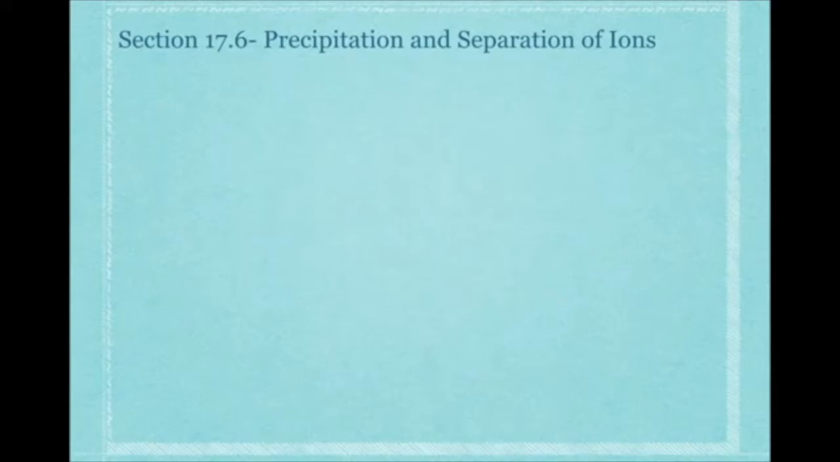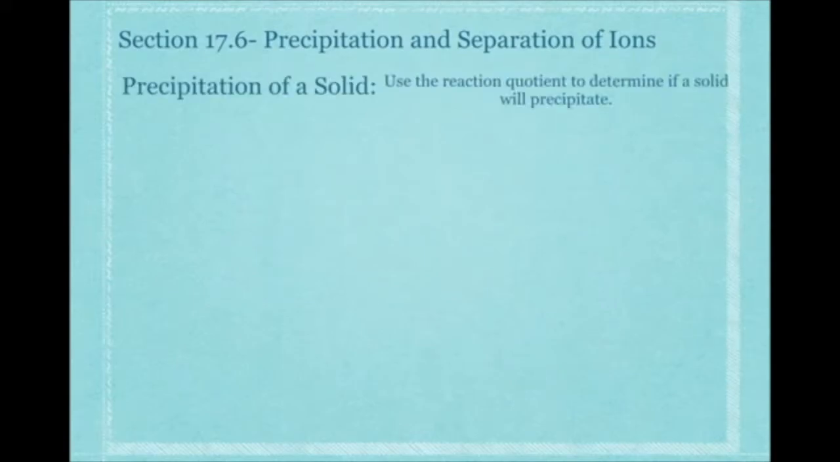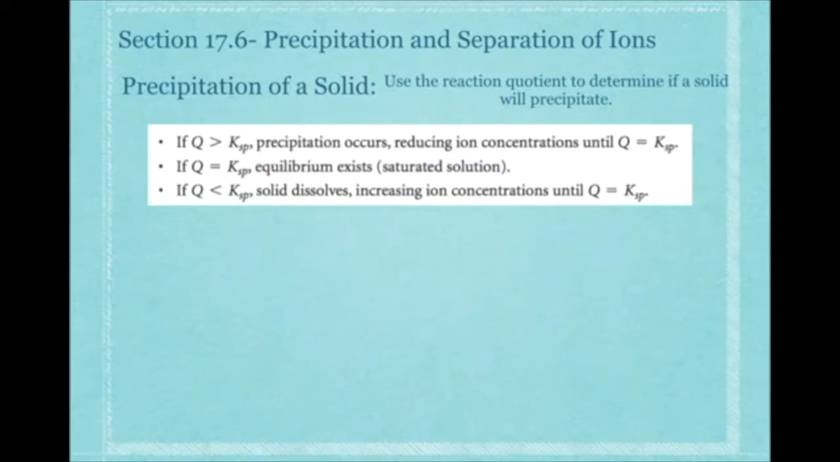So one way we can use the solubility product constant is by determining if ions can precipitate out of solution. The way that we do that is we use the reaction quotient, the Q, which we've already studied, to determine if it's going to precipitate. If your reaction quotient is larger than your KSP, that means precipitation is going to occur, and it's going to occur until your Q equals KSP.